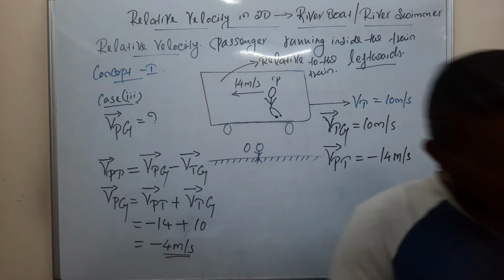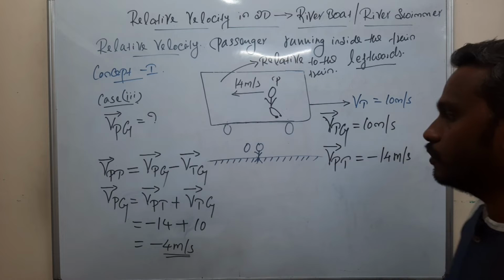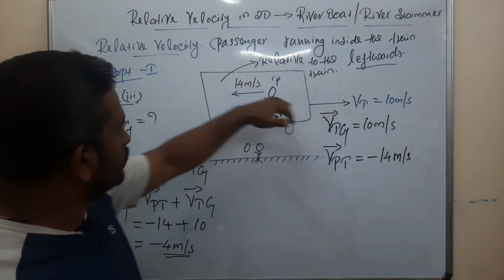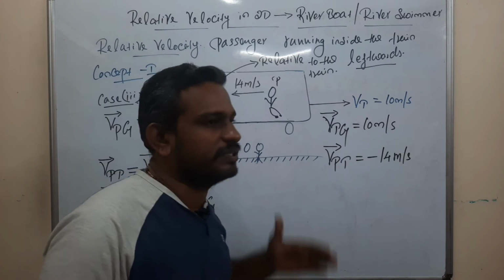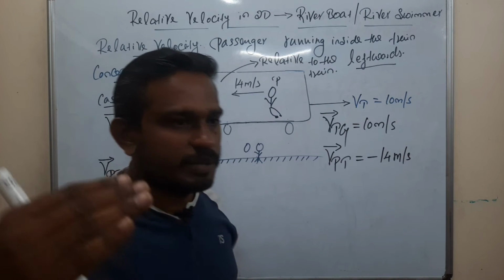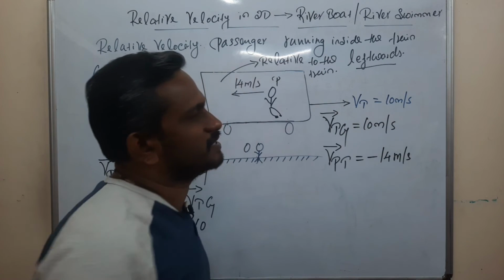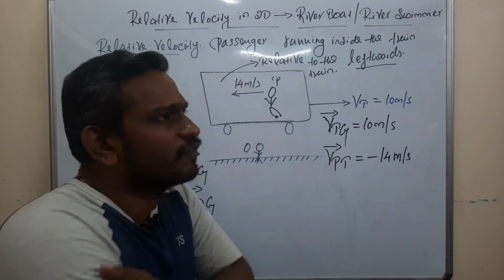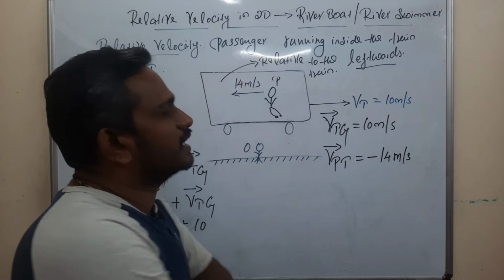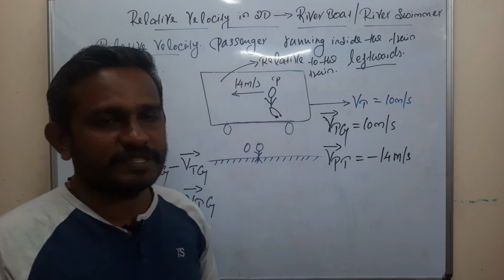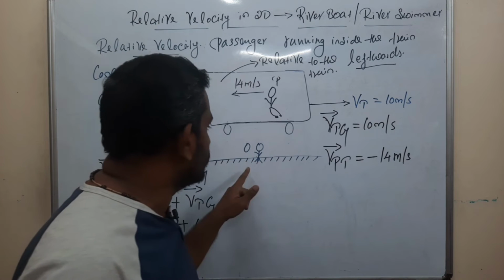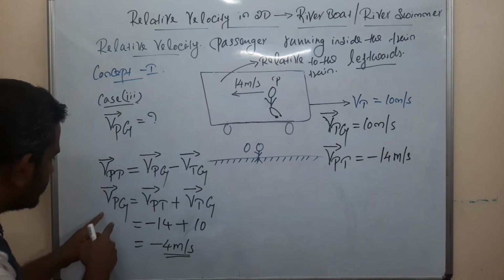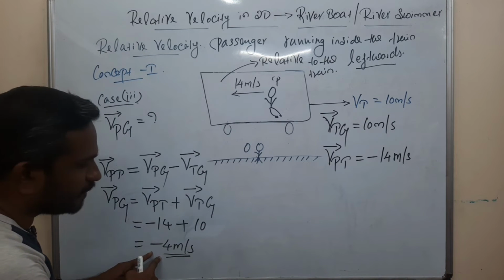What is the feeling? The train is moving with 10 meter per second and the passenger inside the train is moving with 14 meter per second in the leftward direction. So when the observer is sitting inside the train, he feels that the passenger is moving in the leftward direction with the speed of 14 meter per second. When the observer in the ground frame, sitting on the platform and watching, feels that, that is velocity of the passenger with respect to the ground, we are getting minus 4 meter per second.